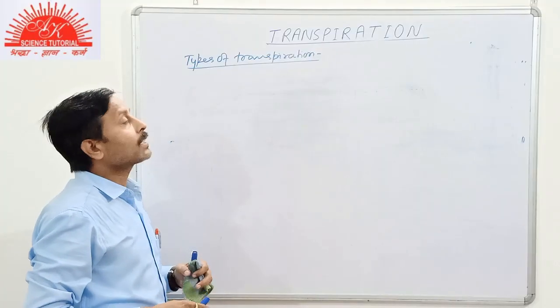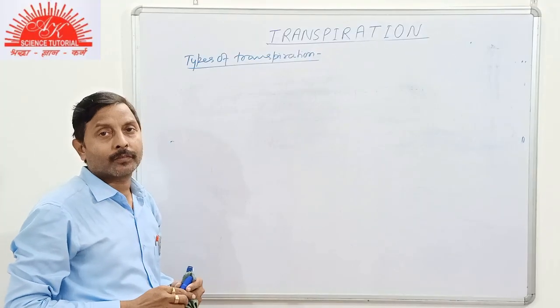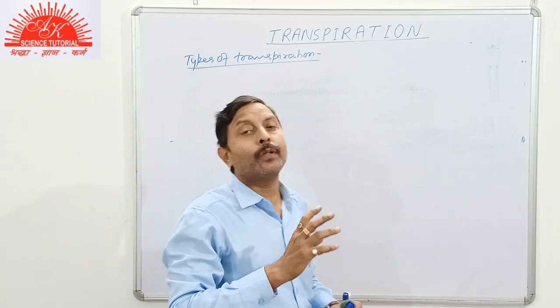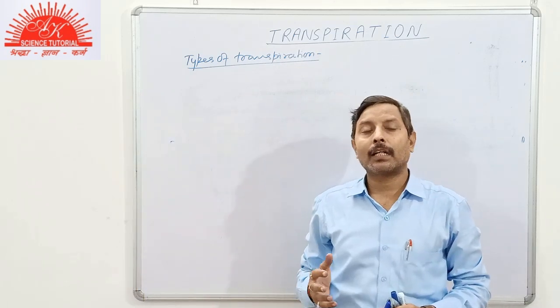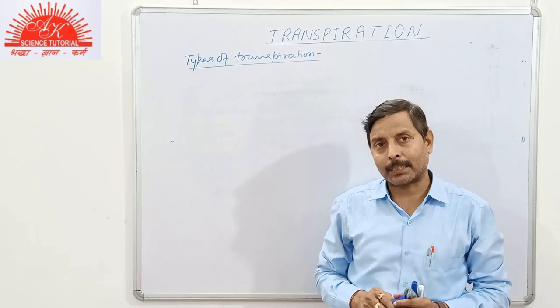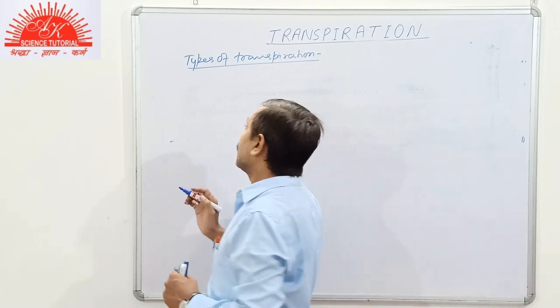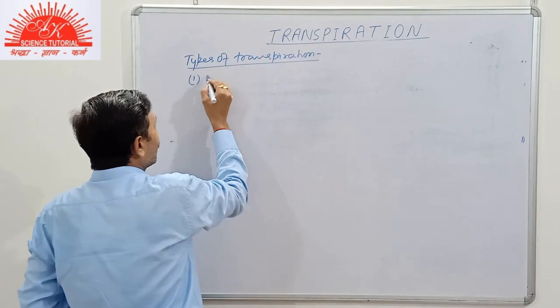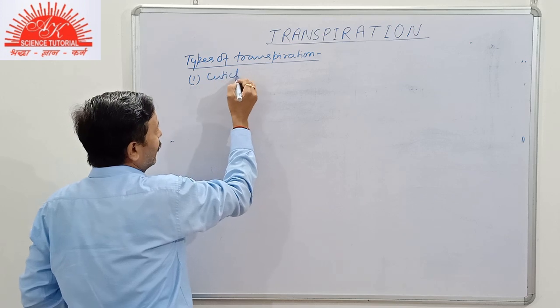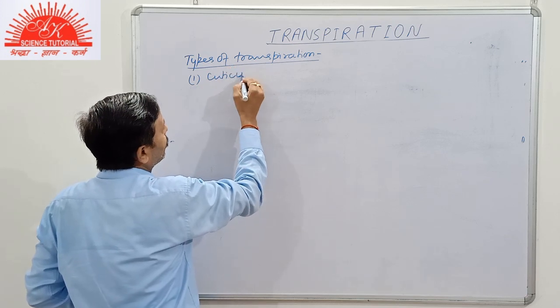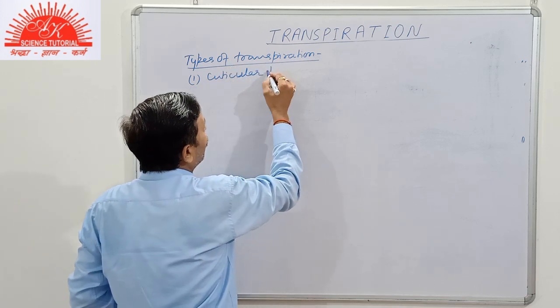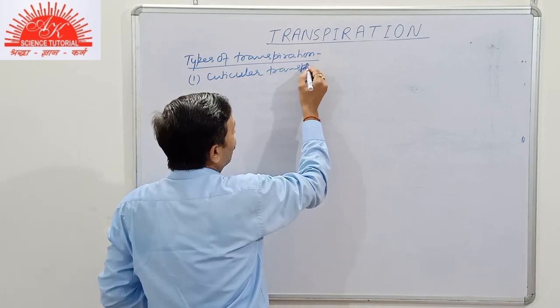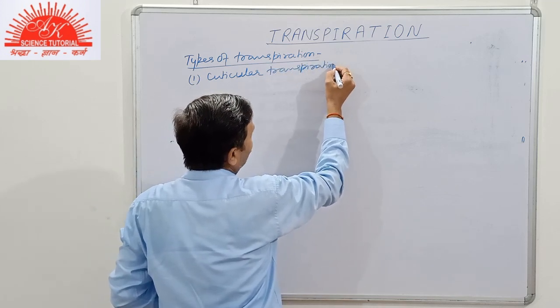Now the next part is types of transpiration. The structure through which transpiration takes place determines the types of transpiration. The first type is cuticular transpiration. Now, what is cuticle?